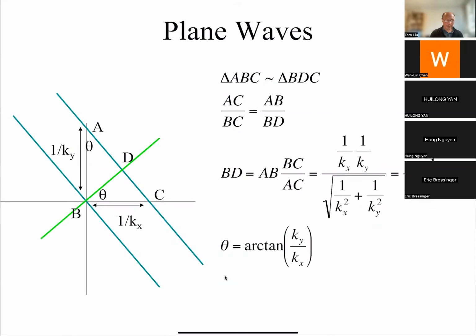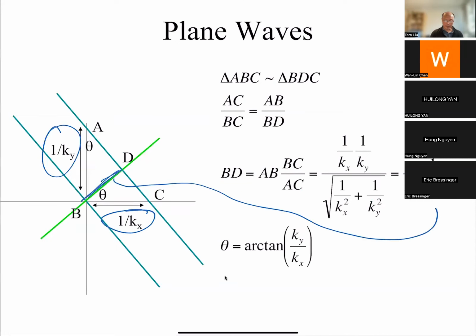You can derive that with some trigonometry, which we're not going to go through, but essentially, if I have a wavelength of 1 over kx in this direction and 1 over ky in this direction, then this wavelength here is given by this expression. And then this theta, the angle at which this plane wave is going off, is given by arctangent of kx over ky, in terms of x and y.